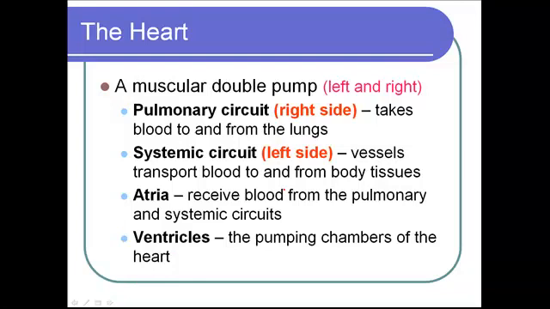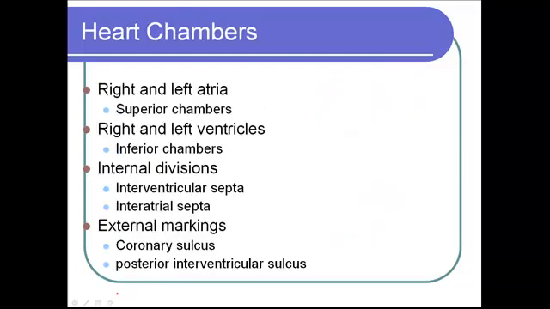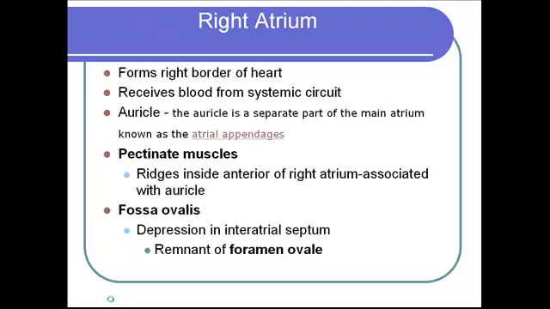So the heart, double pump, has a pulmonary circuit, a systemic circuit. The atria receive blood from the pulmonary and systemic circuits, and the ventricles are the pumping chambers. So I've already been through all of these separate parts, so I'm not going to do them again. The right atrium forms the right border of the heart. It receives blood from the systemic circuit, right? But it's deoxygenated, and the superior and inferior vena cava is the blood plus from the coronary sinus.